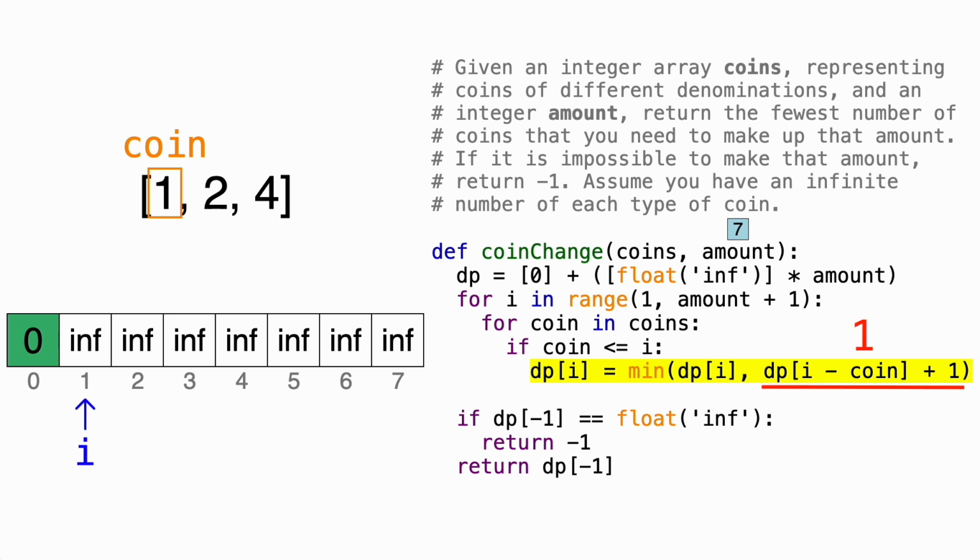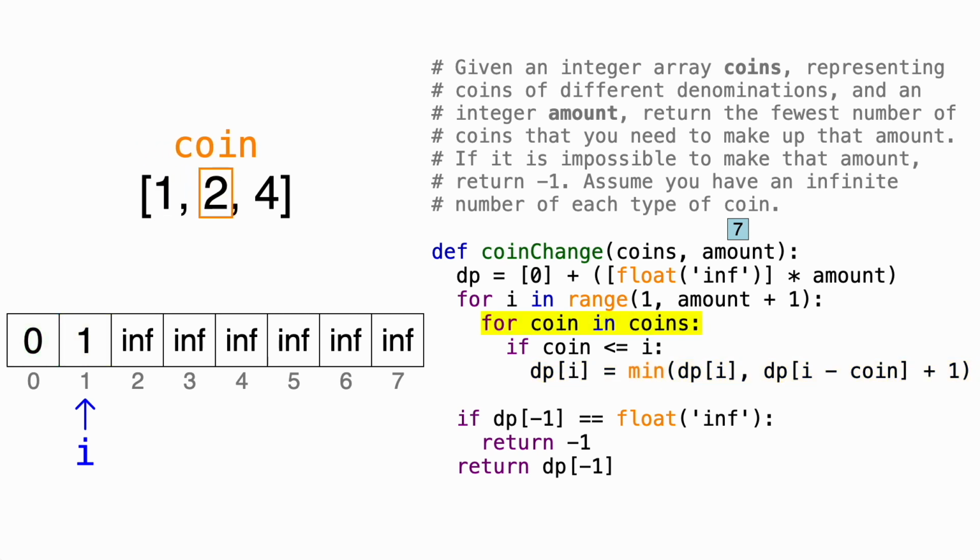We're then going to compare that to the current element at index i, which is initialized to infinity. We're then going to take the minimum of those two values, and that's going to represent the fewest number of coins needed to make an amount of index i. So that's why we initialized all those values to infinity. It guarantees that it'll always get replaced by the first solution found to get us started. So since 1 is less than infinity, the element at index 1 will be 1.